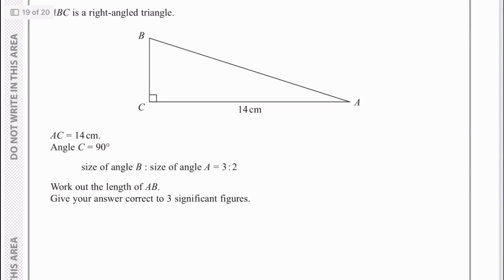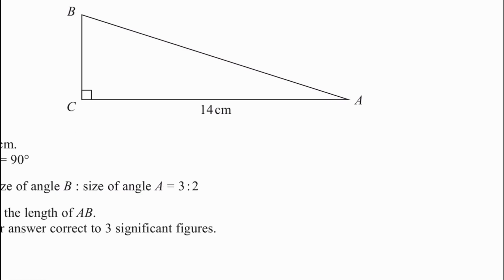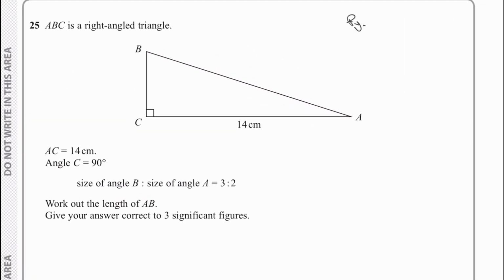We are at the end of the paper here, so things are a little bit more challenging at this end of the paper. Okay, so what we've got is a right angle triangle. So what's going through my mind at the moment is either it's going to be Pythagoras or SohCahToa. Okay, if I just make a note over here, I've got Pythagoras or SohCahToa. I haven't really got much information for Pythagoras, but I think it's going to be a SohCahToa type question, because it's going to give us the size of angle B equals the size of angle A in the ratio of 3 to 2.